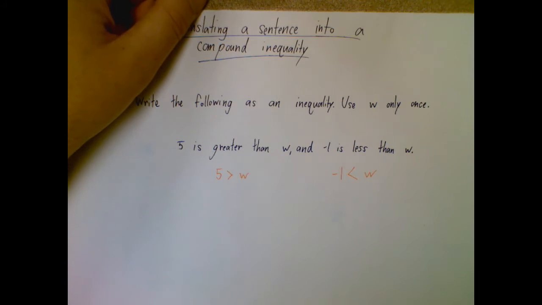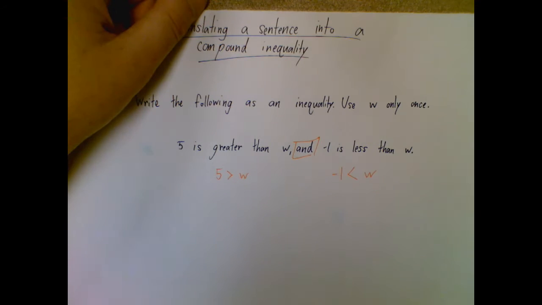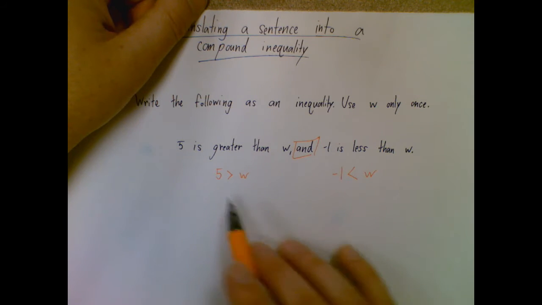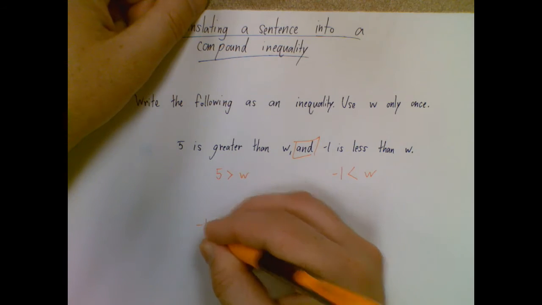All right. Now we need to put it together, and that's where our conjunction word here is going to be important, either and or the word or. So here we have the word and. So I can splice these two things together. So how you want to do that is you want to start with the smaller of the two numbers. So here I have a 5 and here I have a -1. So I'm going to start with my -1.